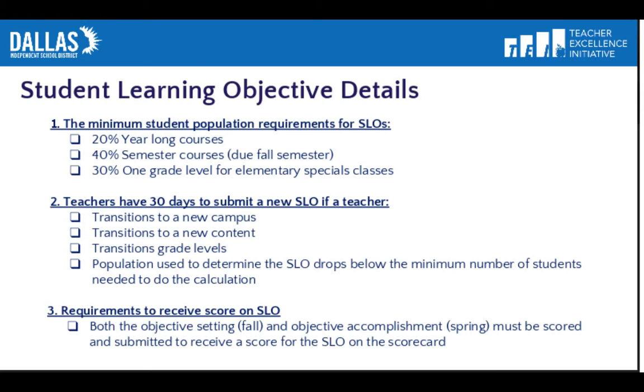Teachers have 30 days to submit a new SLO if you transition to a new campus, transition to a new content, or transition to grade levels. Also, you have the opportunity to submit a new SLO if your student population drops below your 20% or your 40%. In order to receive a score in your SLO, both your objective for the fall and the objective for the spring must be scored and submitted to receive an SLO score on your scorecard.